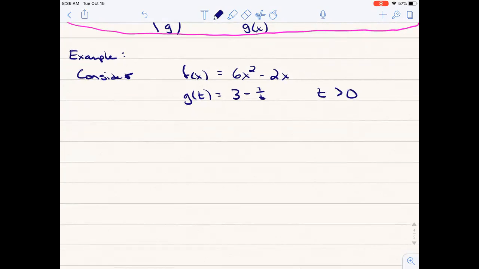One thing to note is that g doesn't have to be of t. G could be of x. Then g of x is 3 minus 1 over x, and x has to be greater than 0. So the function itself doesn't change. Whatever we call that variable, it doesn't matter.